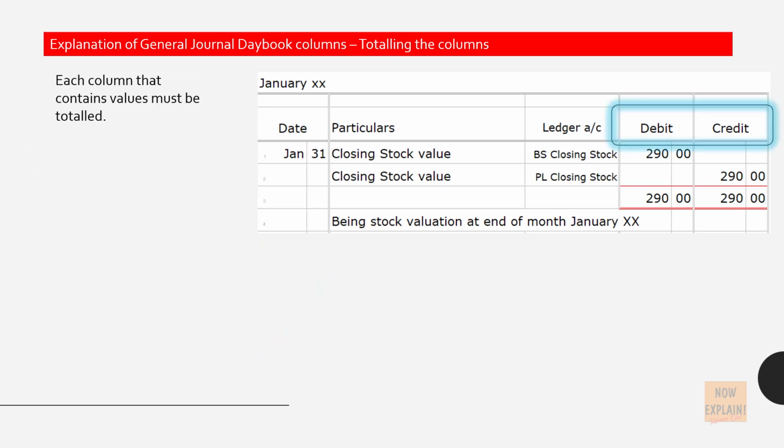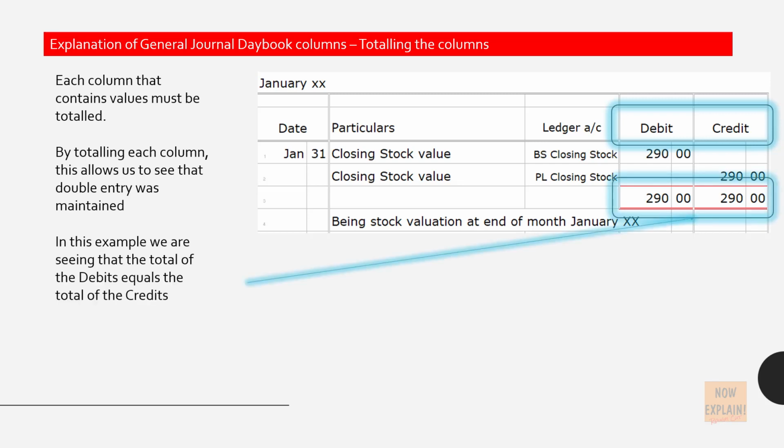So each column that contains values must be totaled. By totaling each column, this allows us to see that the double entry was maintained for these journals. In this example, we are seeing that the total of the debits equals the total of the credits.